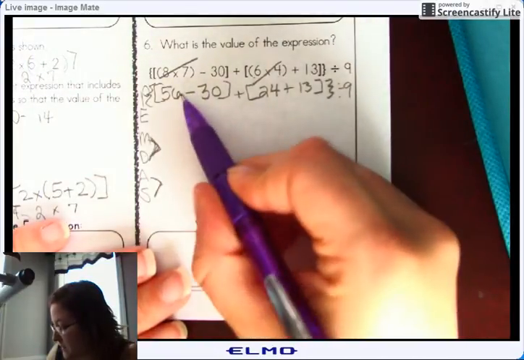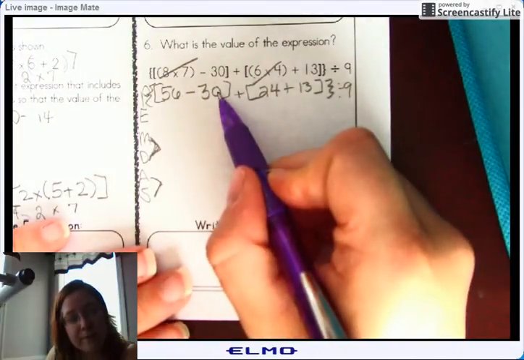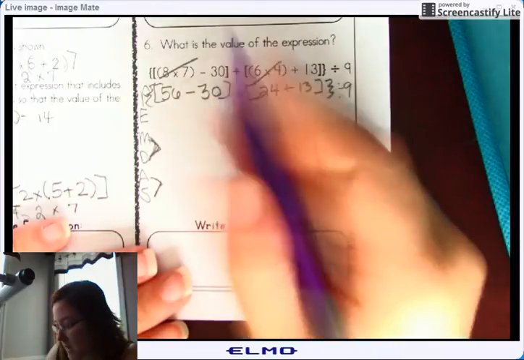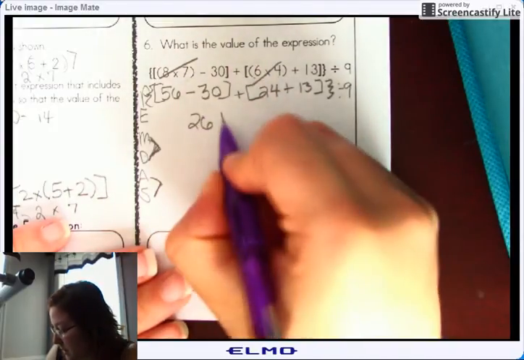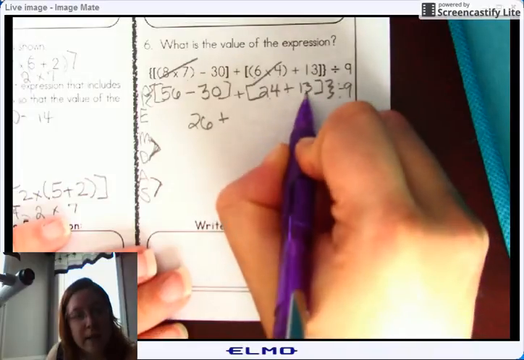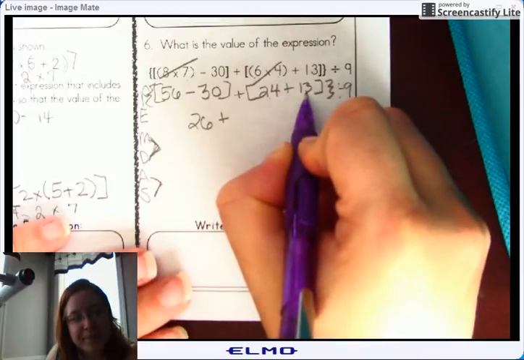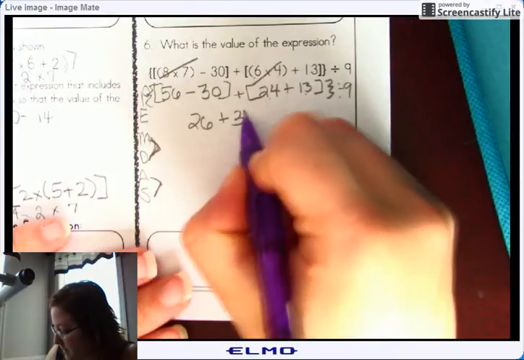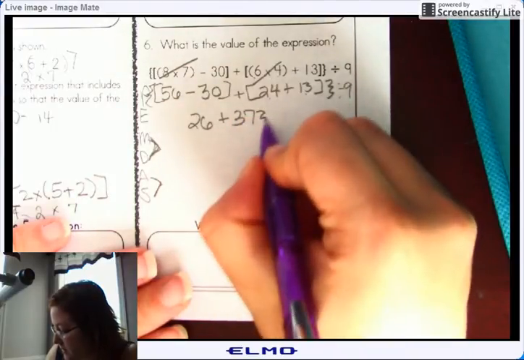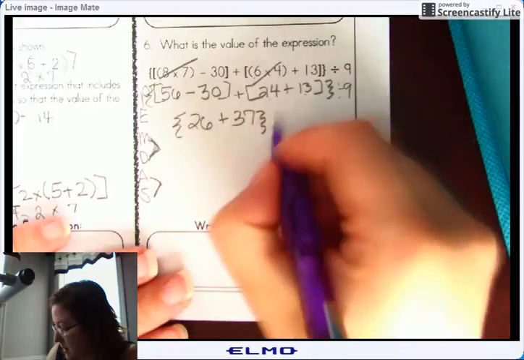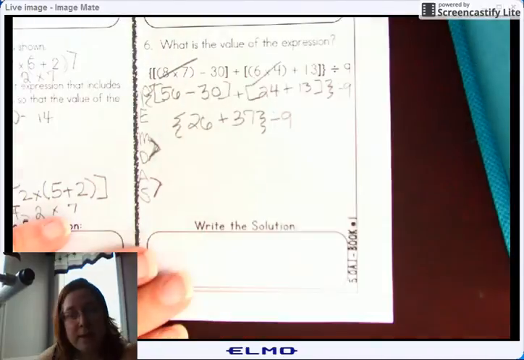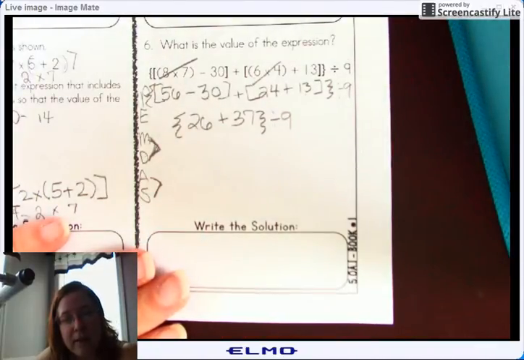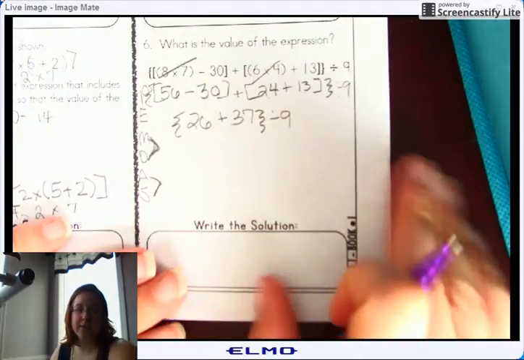So take a moment and do 56 minus 30. 26 plus 24 plus 13. 37. And they are still in my brace. And I have to add those two together and then divide by 9. So take a moment, add those two together, divide by 9, and write down your solution.